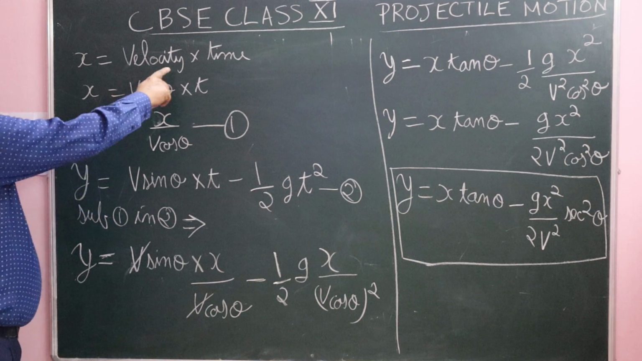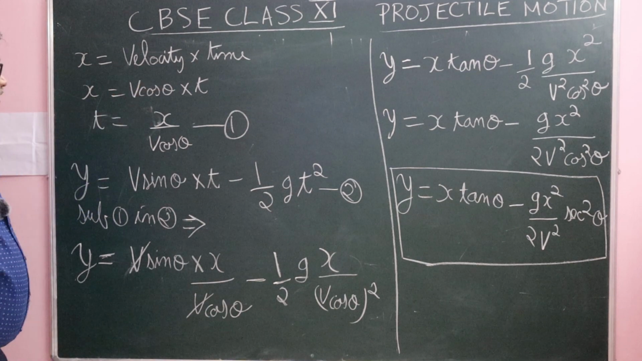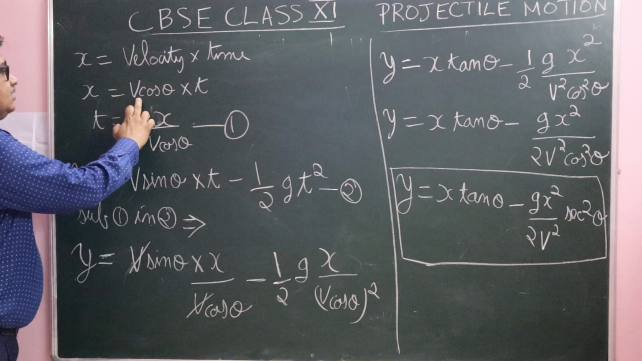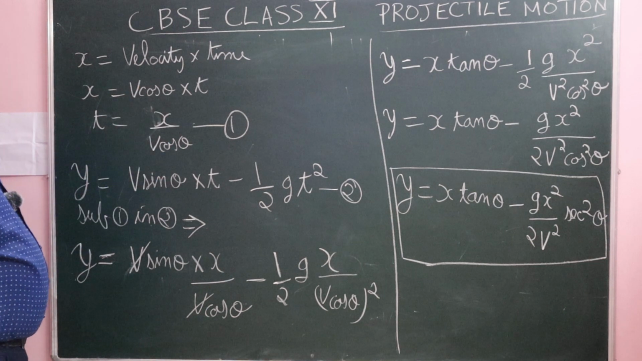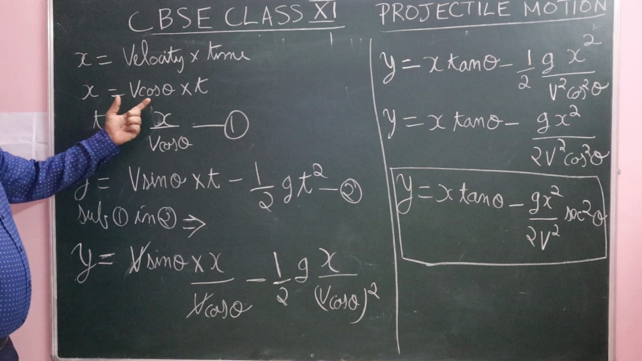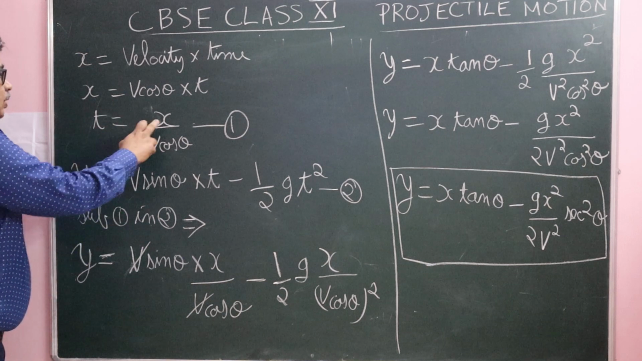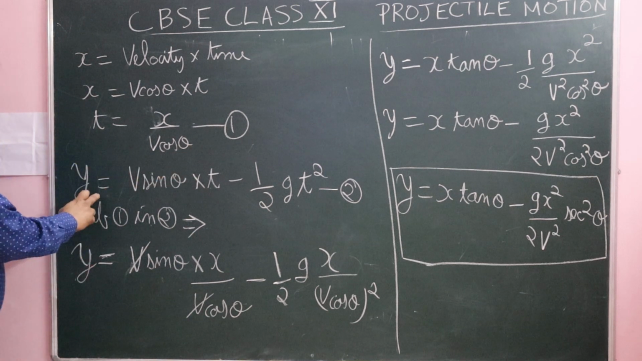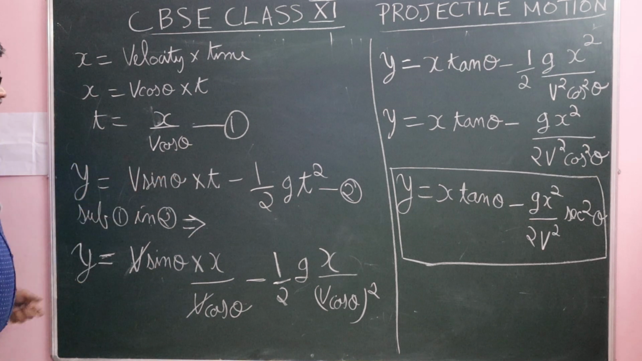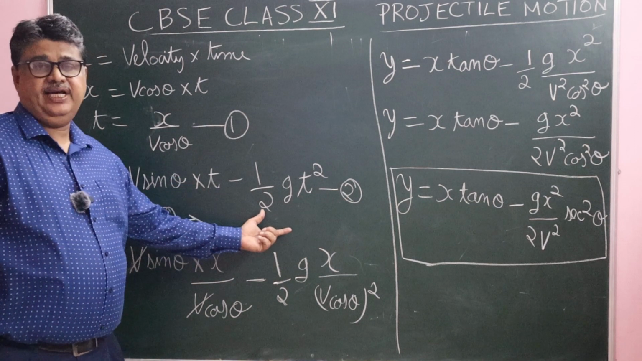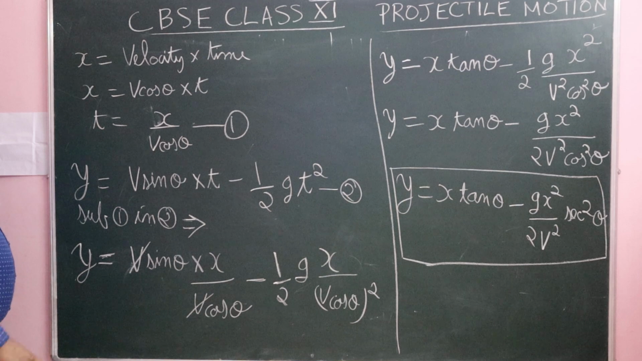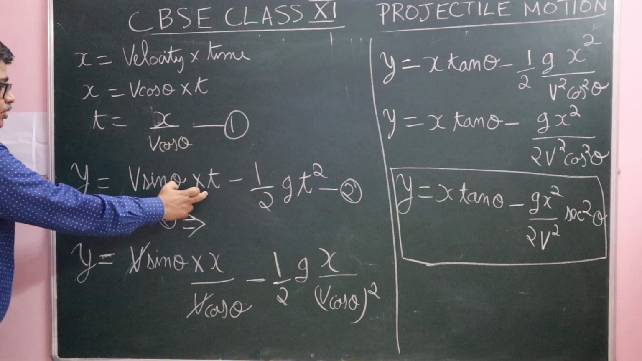Now x is equal to velocity into time, the horizontal distance covered by the object: x equals v cos theta into t, the horizontal component of velocity into time. So the time is equal to x by v cos theta. Call this equation 1. We know that y is equal to v sin theta into t minus half g t square. This is according to the equation of motion. So substitute 1 in 2.